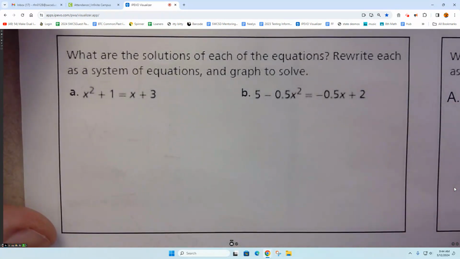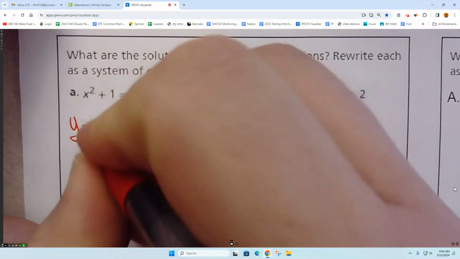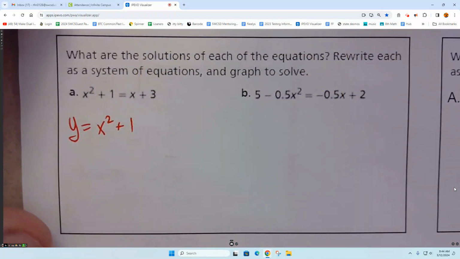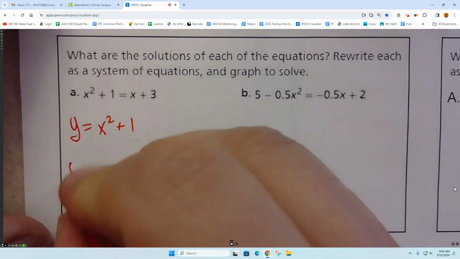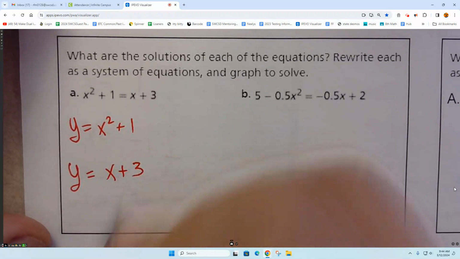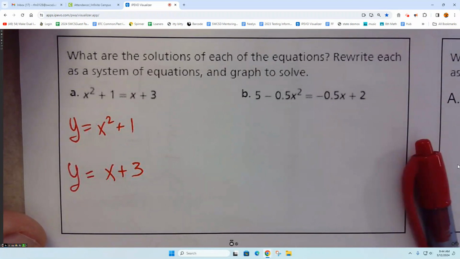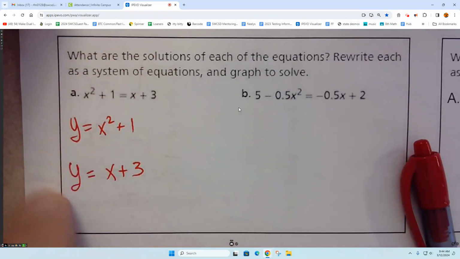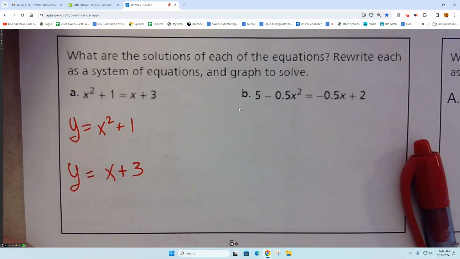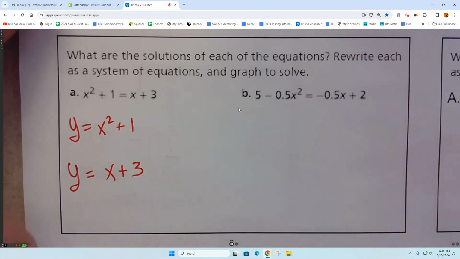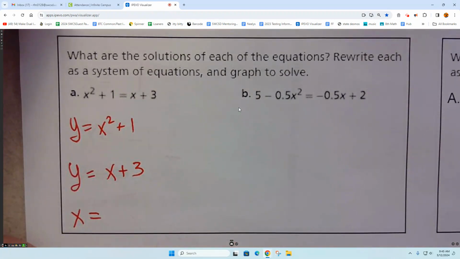So all we have to do is go y equals x squared plus 1 and y equals x plus 3. And we want to find where they intersect. Now, looking at this problem, what did I add to it? The y's. So don't give me an ordered pair answer, because the y is something I just made up to find a solution. The answer to this problem is what? X. The answer is going to be x equals something.